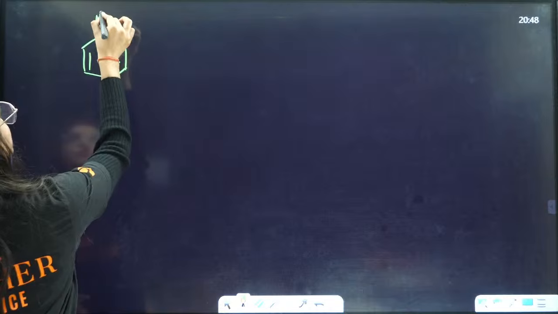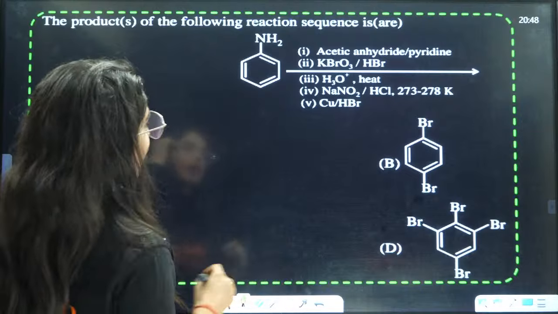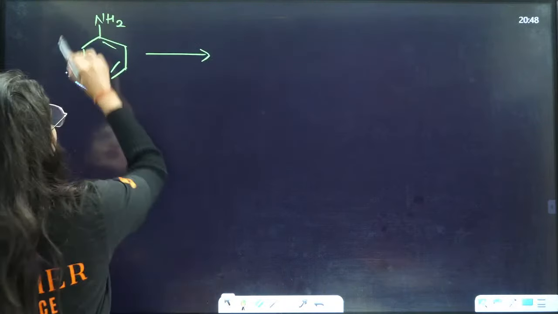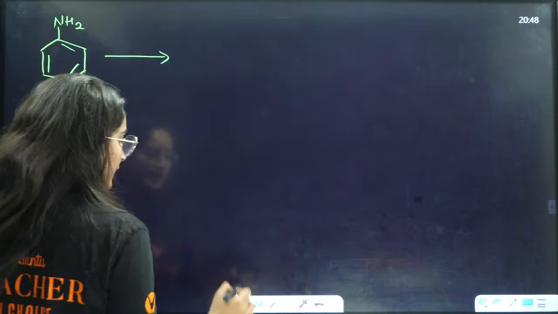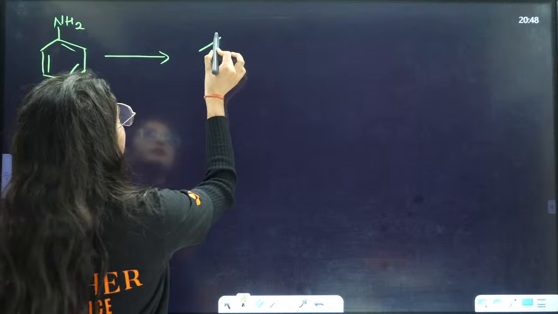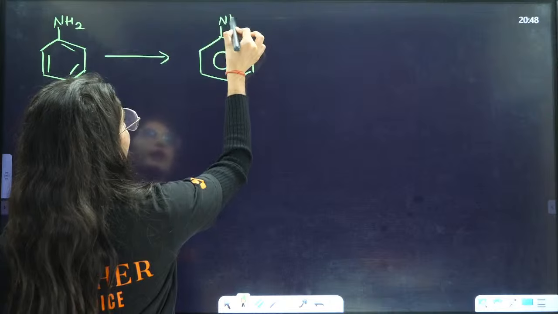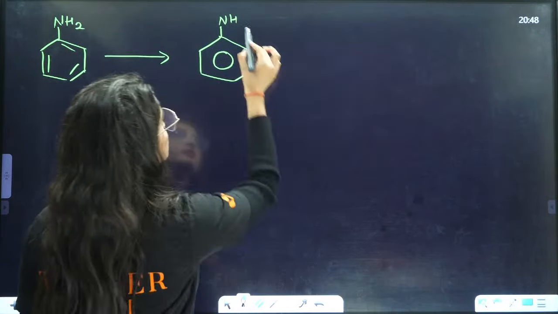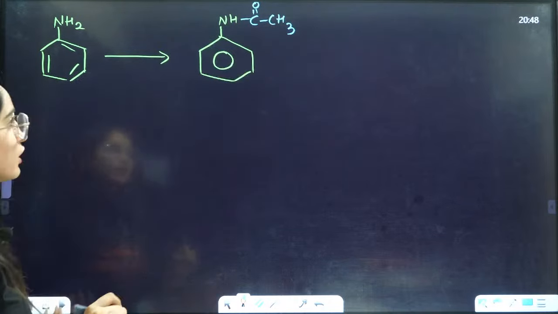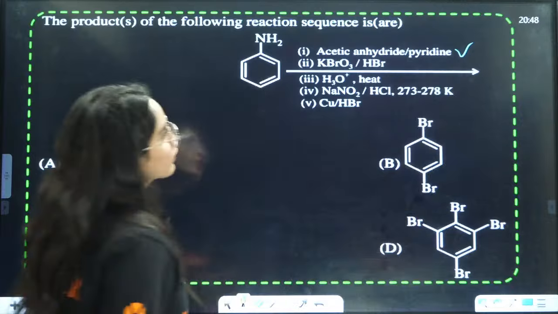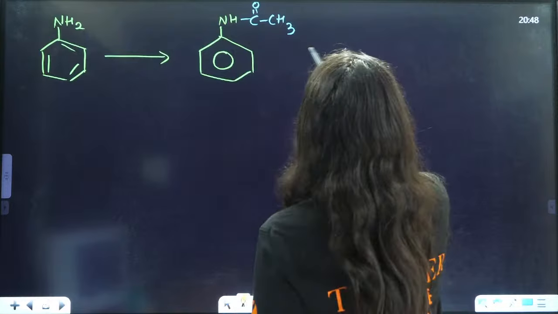This is NH2. Firstly, they are saying that you are adding acetic anhydride. Can you tell me what will happen? Acetylation. That means here I am just making the ring as a circle only, and here you will have NH, where hydrogen is replaced by COCH3. Acetylation you have done, the first step. Then you are adding KBrO3 HBr. KBrO3, this students will get confused.